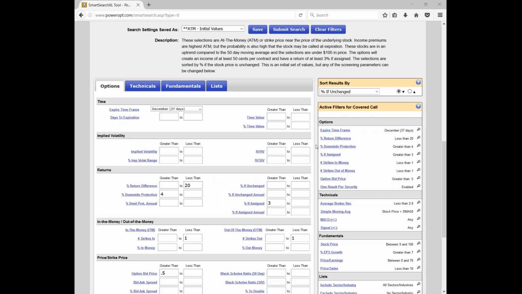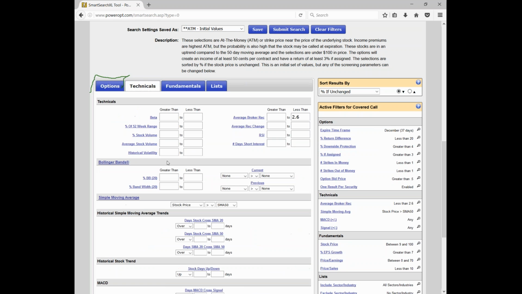Now, the parameter field is separated into 4 categories. We can set in criteria for the options, everything from the time frame, implied volatility ranges, return values, we'll review all of that, in the money, out of the money, price and strike price, and further down we'll also see liquidity, where you can set your option volume requirements and open interest.